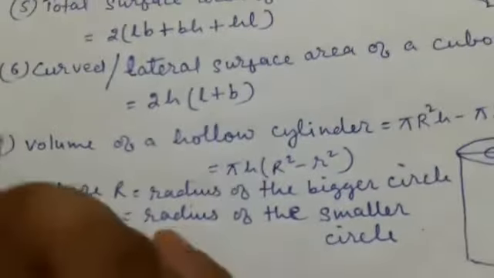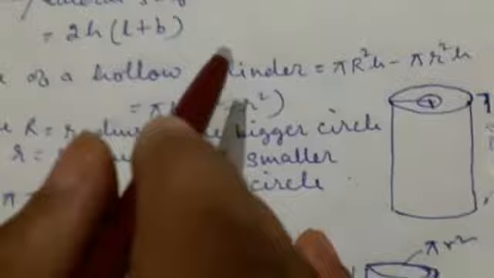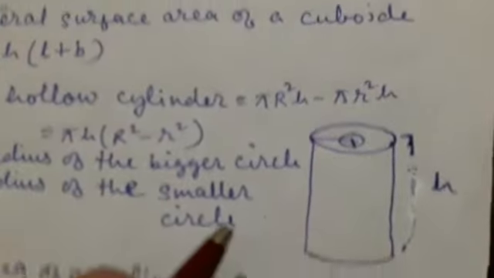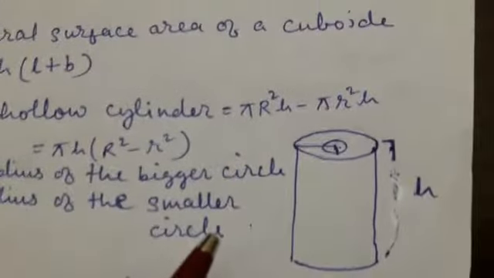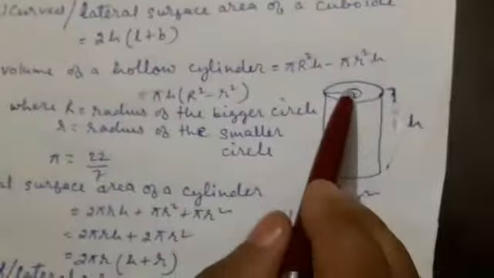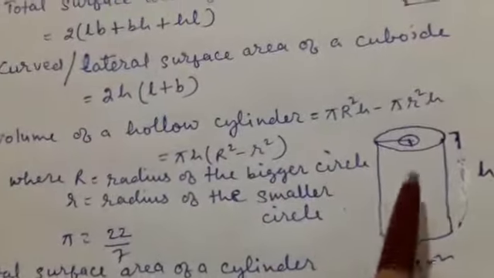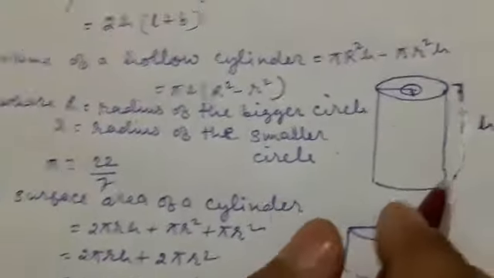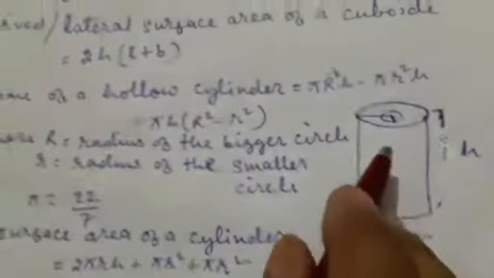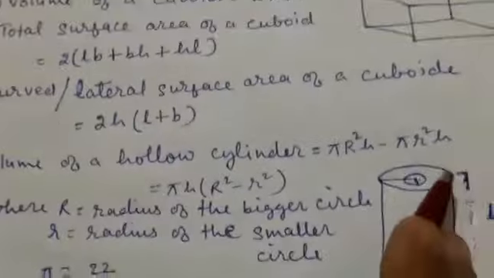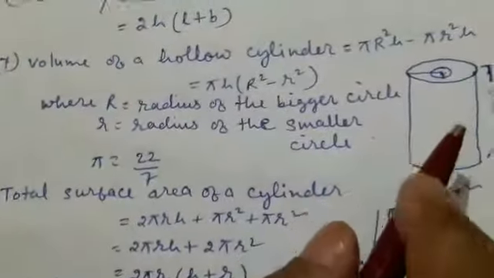Seventh rule is volume of a hollow cylinder. To find out the volume of a hollow cylinder, first we will find out the volume of the bigger cylinder whose radius we will represent with capital R. So pi R square H. If we multiply area by height, we will get the volume. So pi R square H minus pi into small r square H.